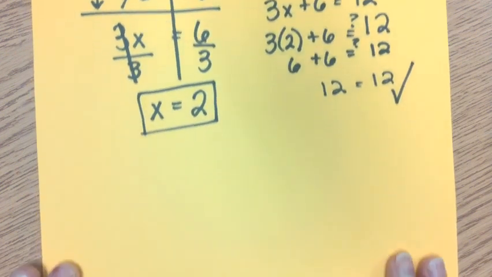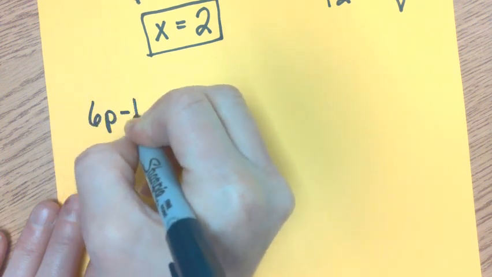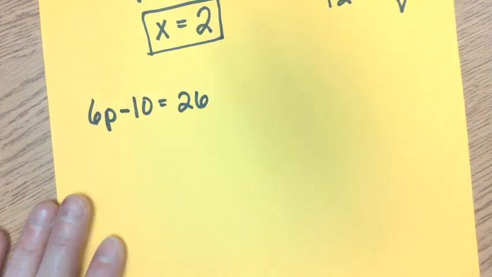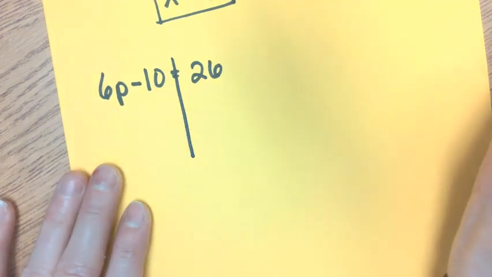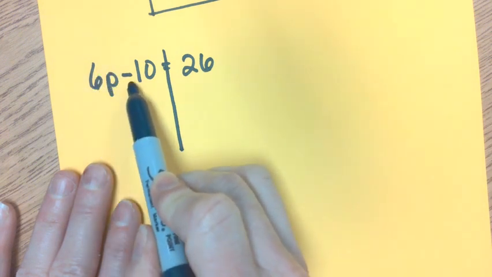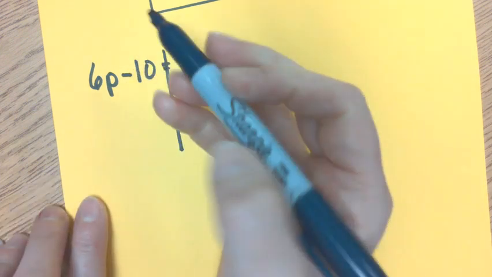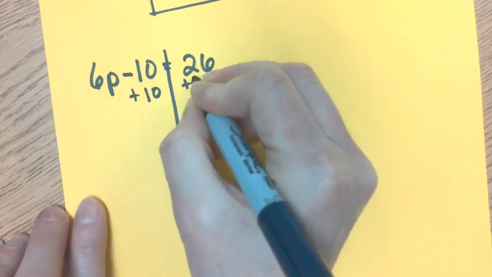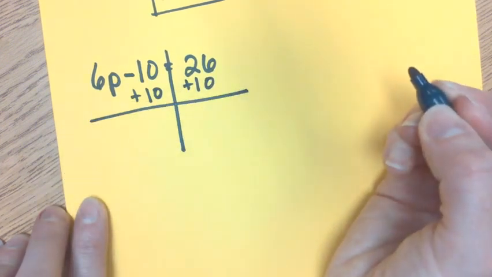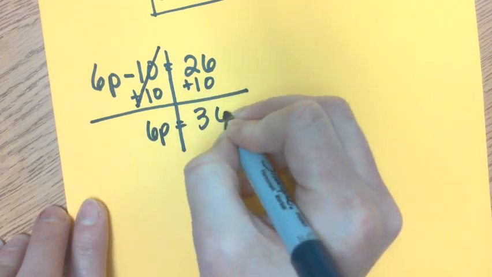Okay, let's do another one. So let's do 6p minus 10 equals 26. So this one doesn't have the x, but it has a p, so we're solving for p. Draw your line down your equal sign. We want to get p all by itself. So we want to get the 6p by itself. So minus 10 is keeping it from being by itself. So the opposite of minus 10 is plus 10. Negative 10 plus 10 zeroes out, so we have 6p equals 36.